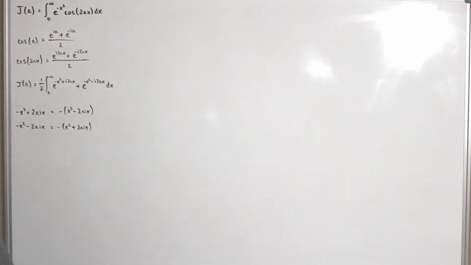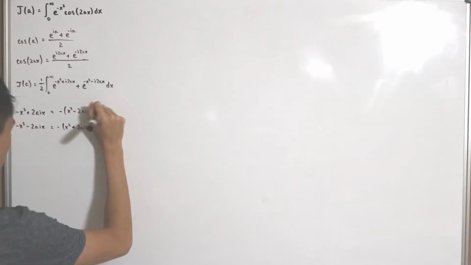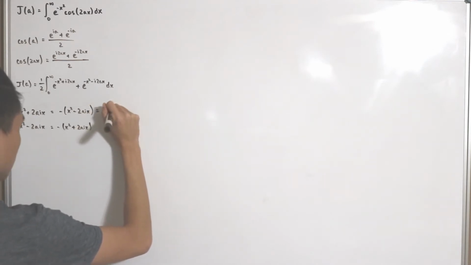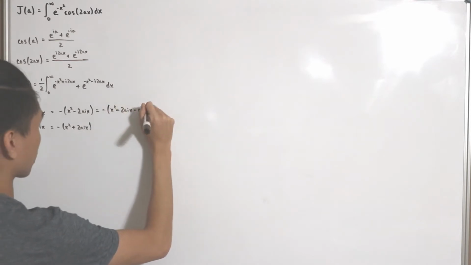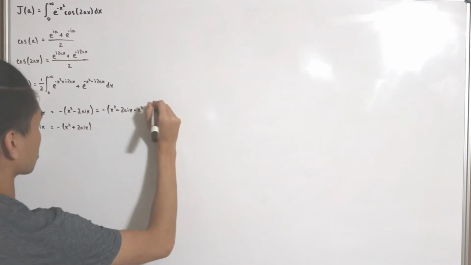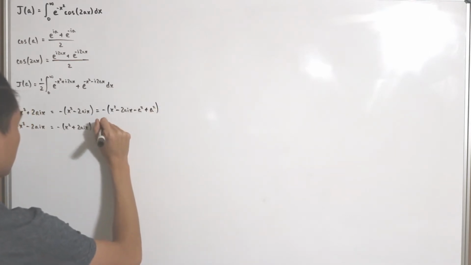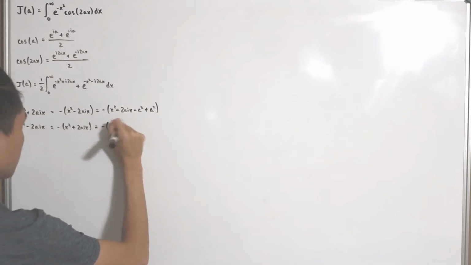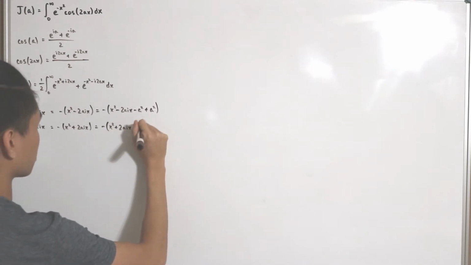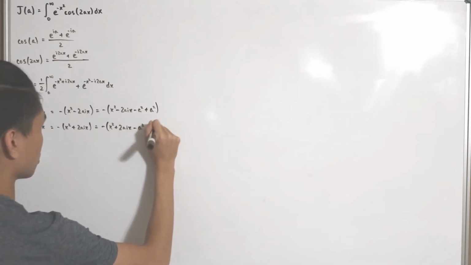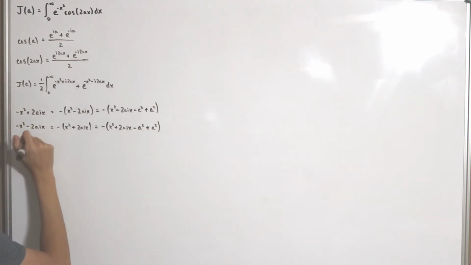For inside the parentheses for both, I'm going to add and subtract an a squared. So negative x squared minus 2aix minus a squared plus a squared, and then the same thing, negative x squared plus 2aix minus a squared plus a squared. I just want to make sure I have plenty of room to show the rest of the work later.